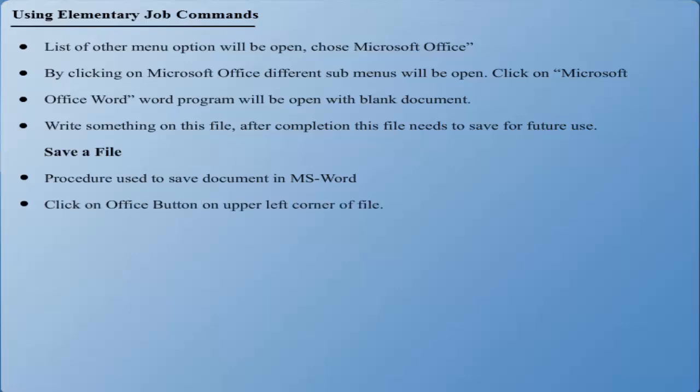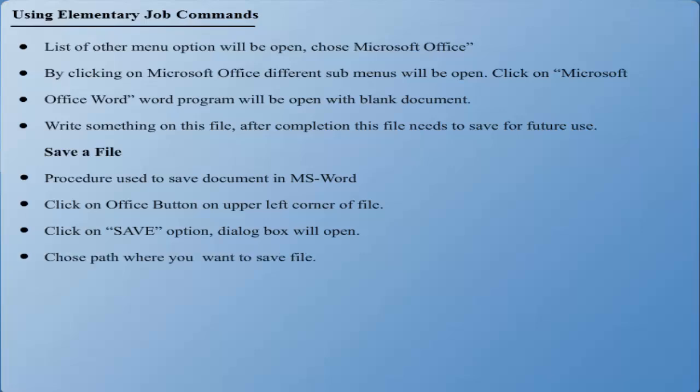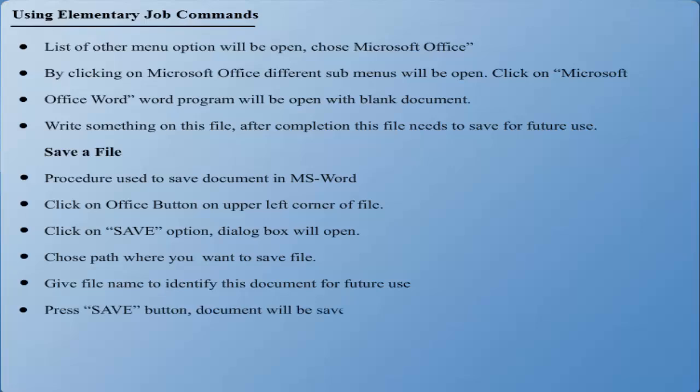Then click the option Save. By clicking this option, a dialog box will open. Number 2. Any path can be chosen, for example desktop. Number 3. Then just give the file a name to identify this document for future use. Number 4. Press the Save button. The document will be saved and the dialog box will close. Number 5. Close this document by clicking the Close button on the title bar.